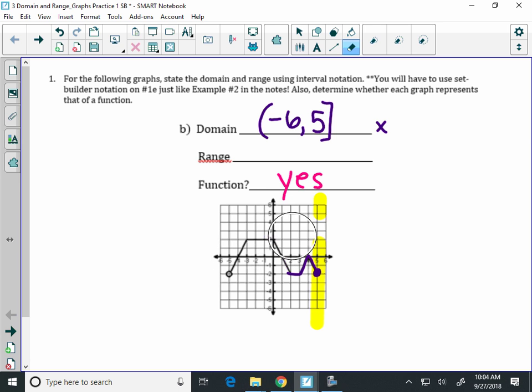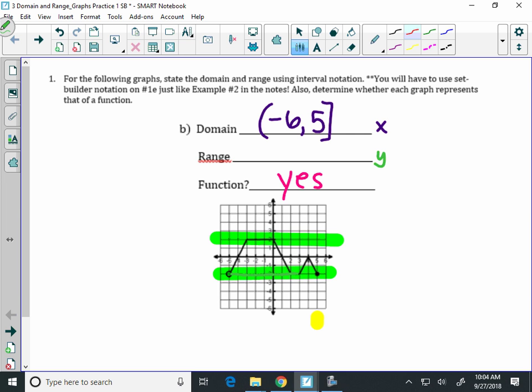Now when I look for my range, you need to remember that the range are the y values. So you need to look at the lowest y value to the highest y value. You always start on the bottom. Now when I look at the bottom here, the lowest y value happens to be at -2. Now there is an open dot on the left over here, but on this side there's a closed dot. So the closed dot kind of trumps the other one, and we're going to put a closed dot at -2. My highest y value here goes all the way up to +2, again with a square bracket.